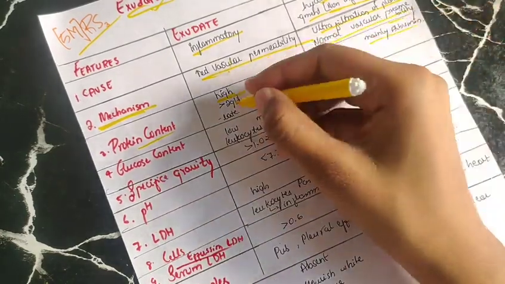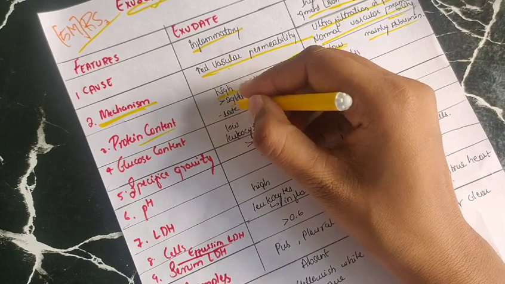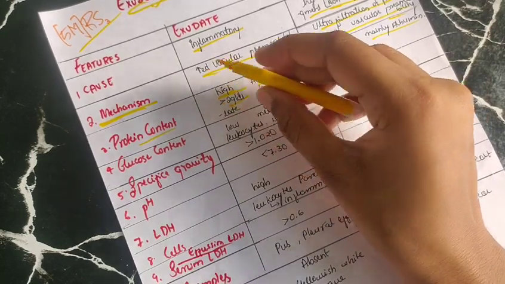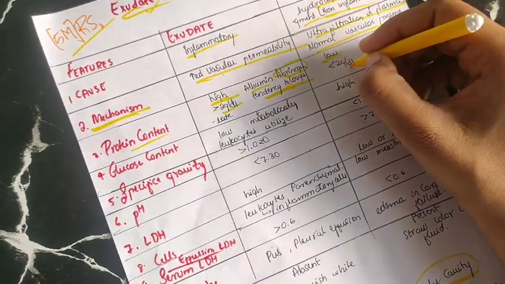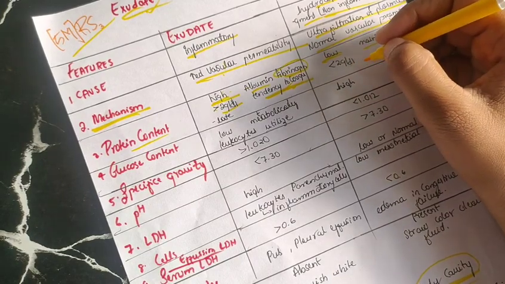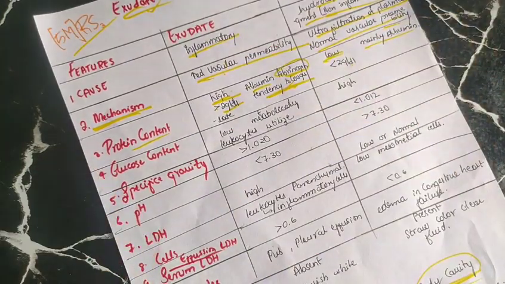It will be low. The value will be more than 2 grams per deciliter in exudate, whereas in transudate it will be less than 2 grams per deciliter. And the glucose content, what is the glucose content?